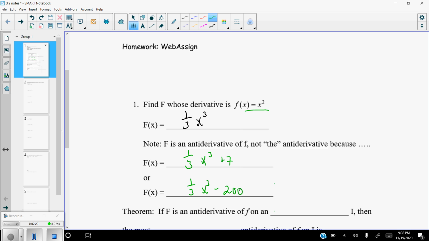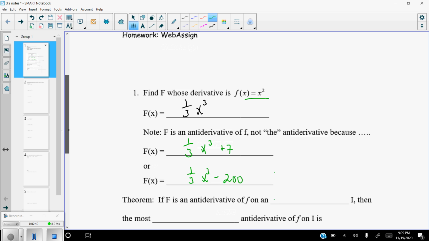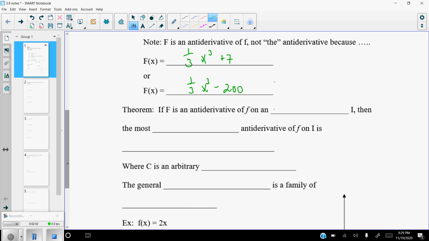So 1/3 x cubed was an antiderivative of x squared. It's not the antiderivative of x squared. And that's because we can technically have any of those numbers attached to the end of this thing, added or subtracted, of course, and the derivative is the same. So here's the theorem. And this is not a theorem you actually have to memorize by name or anything like that. You're going to know how to use it pretty much.